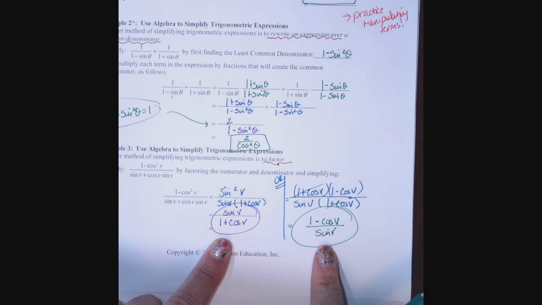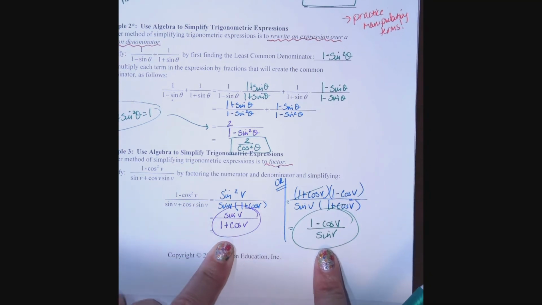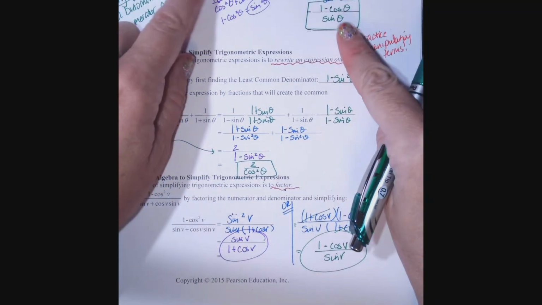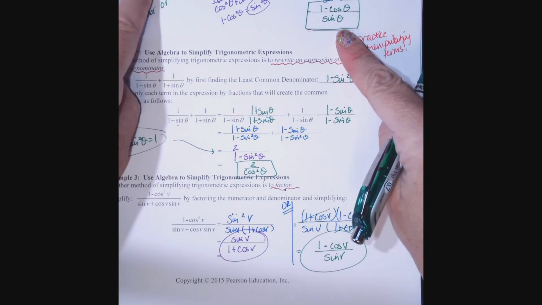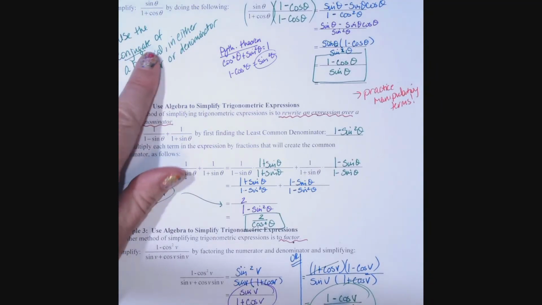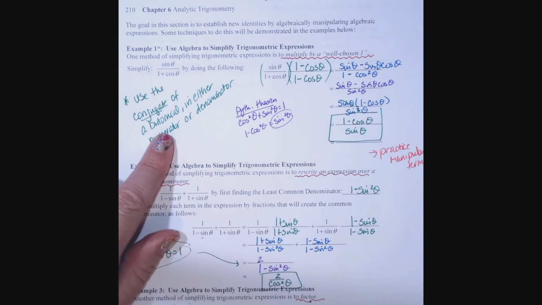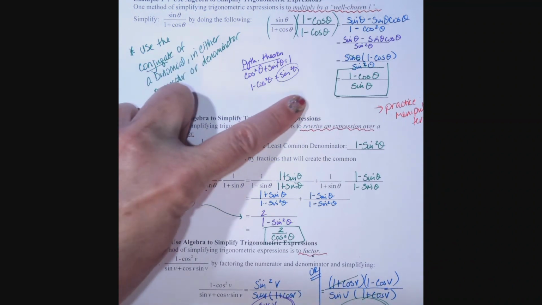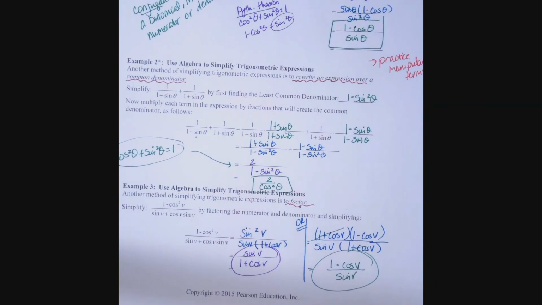These two things are equal to each other, which, back up here in number 1, is what we found to start with: sine v plus cosine v. I don't know if I can get them both on the same page. Yep, sine v plus cosine v right here is equal to 1 minus cosine v over sine v right here. So we got the same result using two different methods.